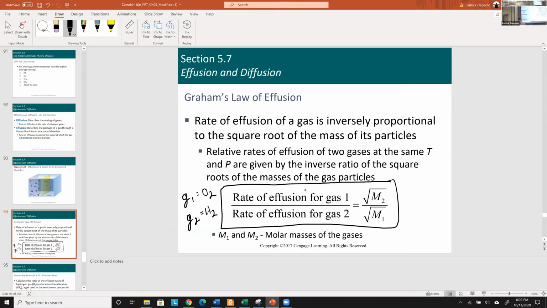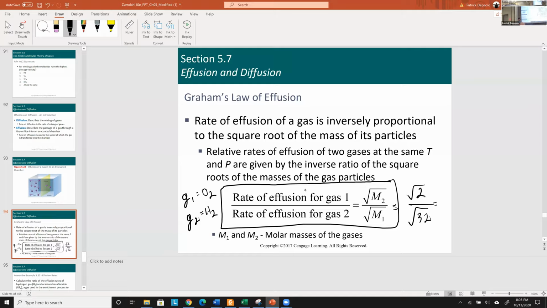So let's calculate this for oxygen and hydrogen. Gas one is oxygen. So the rate of effusion by this equation would be the square root of the molar mass of gas two, which is hydrogen. So the molar mass of that is two, divided by the molar mass of gas one. Gas one is going to be oxygen, which is 32. So you have the square root of 2 over that. You have square root of 2 and square root of 16. So that's 1 over 4.